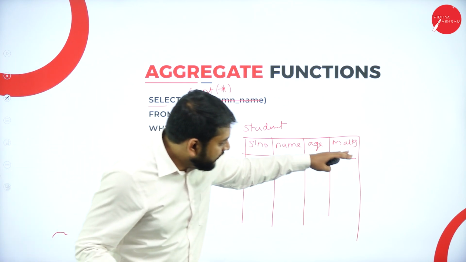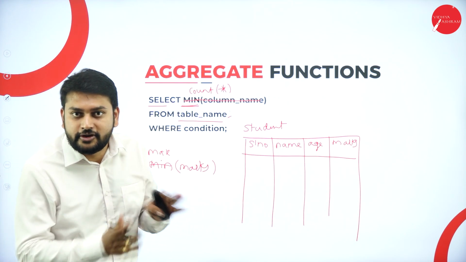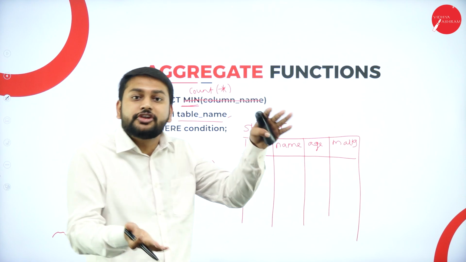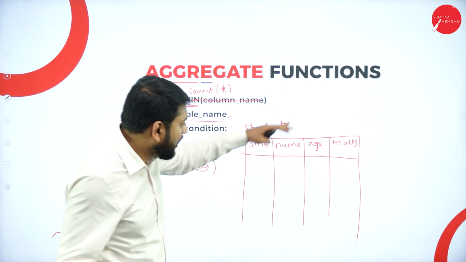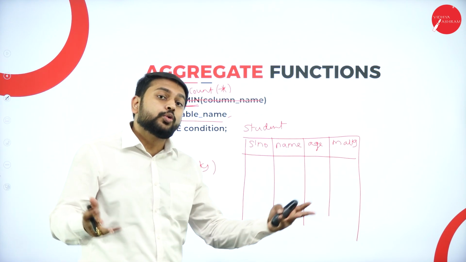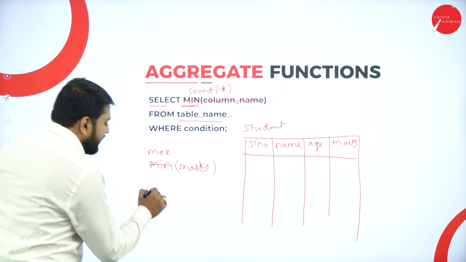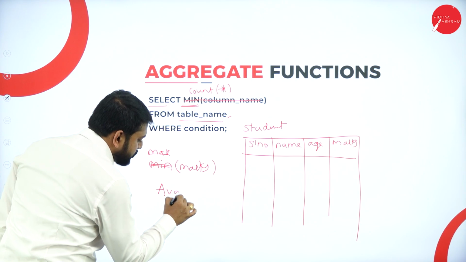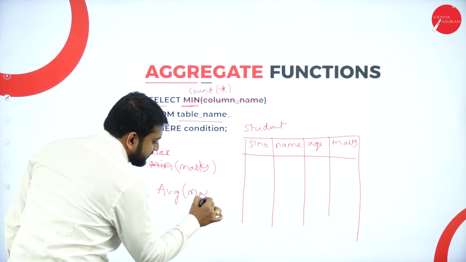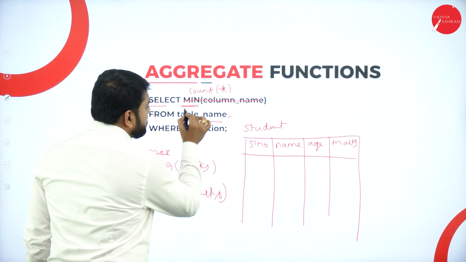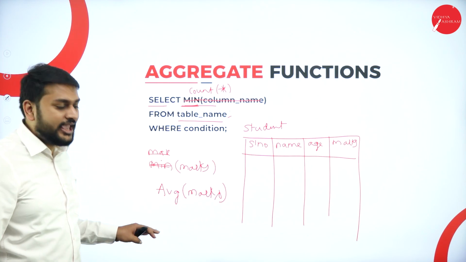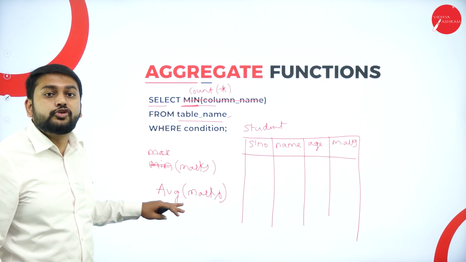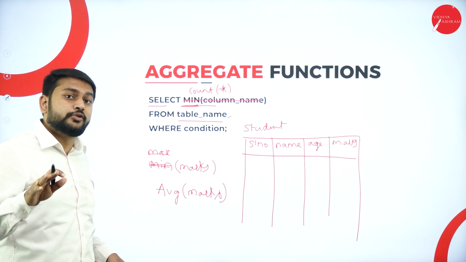And guys, I have entered the marks for everybody. I need to calculate the average marks in this. How do I calculate? It's very simple. Instead of writing min or max, I will just write AVG and then open parenthesis marks. In this place, you will just write AVG marks. It will give you the average value. This is what you need to remember.